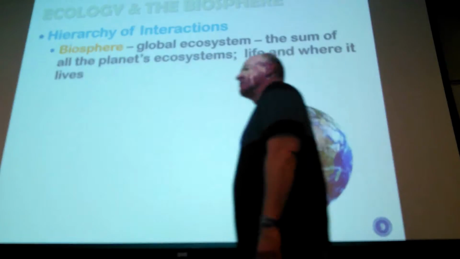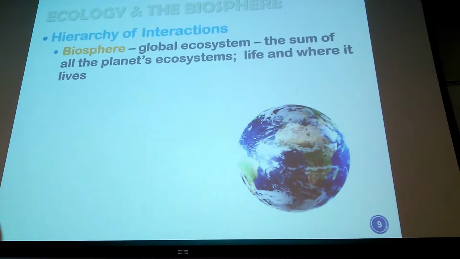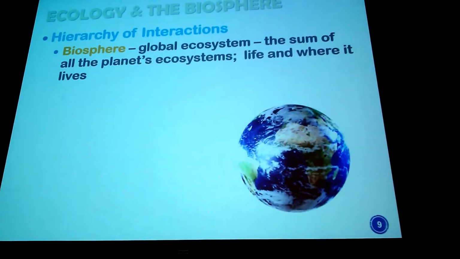And then the last thing, the biggest part of this, starting with organisms, populations, communities, ecosystems, the biggest thing is the biosphere. We're talking about the global ecosystem, Earth itself. So all the planet's ecosystems, life where it lives. That is the biosphere, living planet.